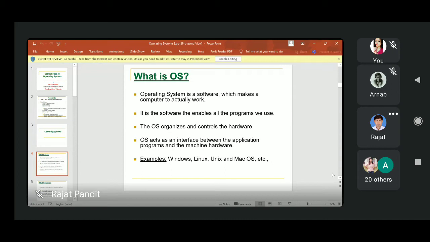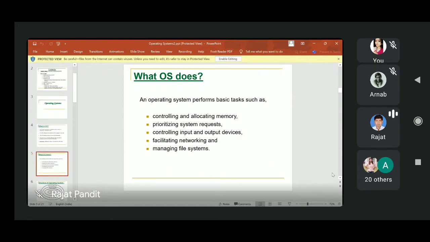Okay, now an operating system performs basic tasks such as controlling and allocating memory. So you know that when we want to do some work on our computer, suppose we are running a program in our system, and that program takes some input and also gives some output, and we want to store that output in our system, then everything is controlled by the operating system. And whenever we want to store something in the hardware, we need to allocate memory. That is the allocation of memory, and it is done by the operating system.